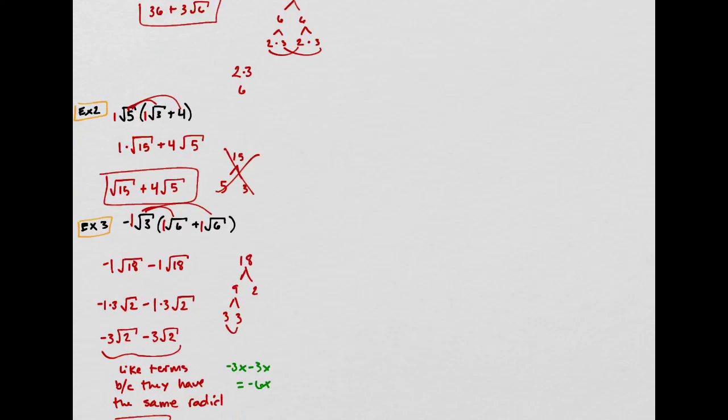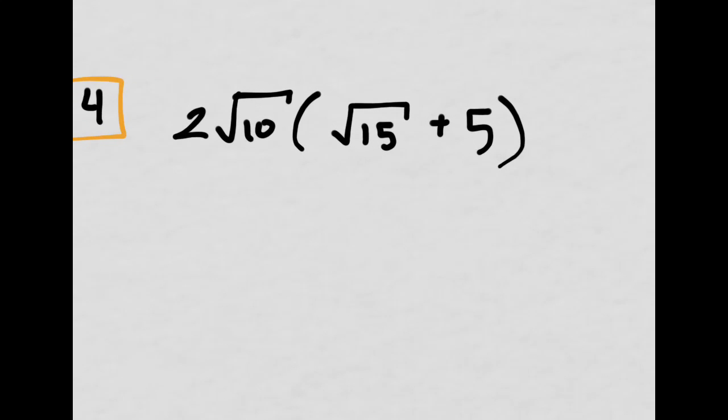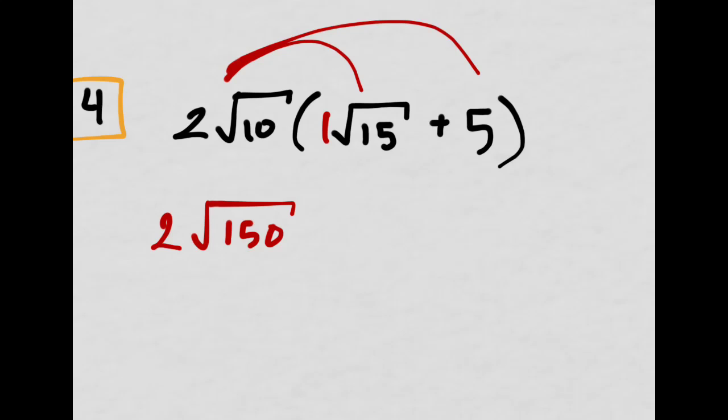I'm going to do one more example in this video, and then we'll move on to stuff with variables. So again, first thing I'm going to do is put in my coefficients, and it's just a single coefficient this time, and then I will distribute. Remember, you multiply the outsides, 2 times 1, and so we get, maybe you should pause this and try it on your own. 2 times 1 is 2, and then you multiply the insides. 10 times 15, that's 150 on the inside there.